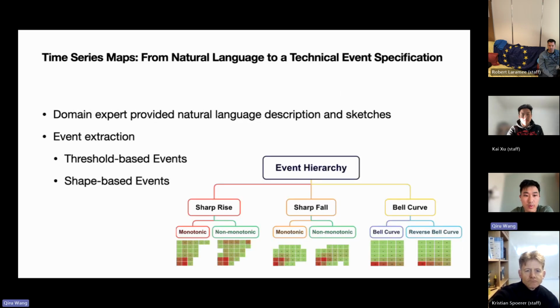The design was actually formed by a domain expert who provided natural language description and sketches of what interests him. From his description, we formulated this event extraction plan, which extracted two types of events. The first one is threshold based, where we adopted a sliding window approach. The second one is called shape based events, where we use a library to calculate matrix profiles to achieve efficient extraction of shape based events.